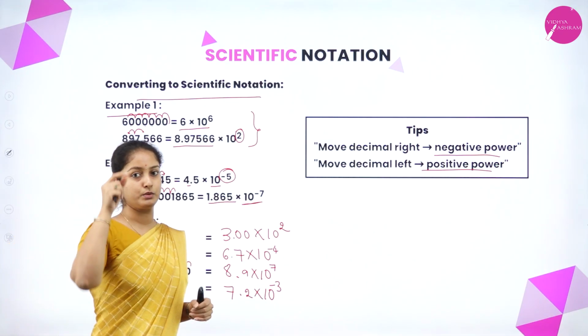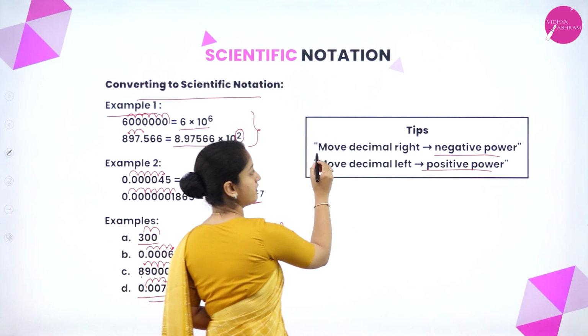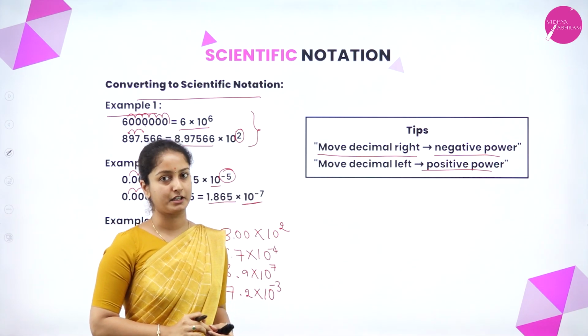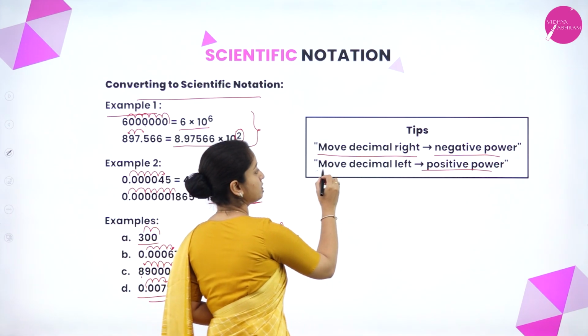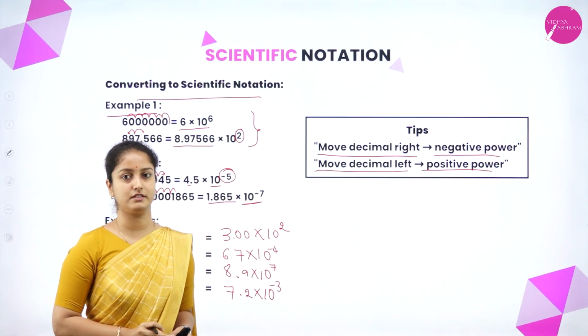So anything that you relate with the scientific notation, please remember the trick, that is when you have to move the decimal to the right, the exponent will be of a negative integer. When you have to move the decimal towards left, the exponent will be of a positive integer.